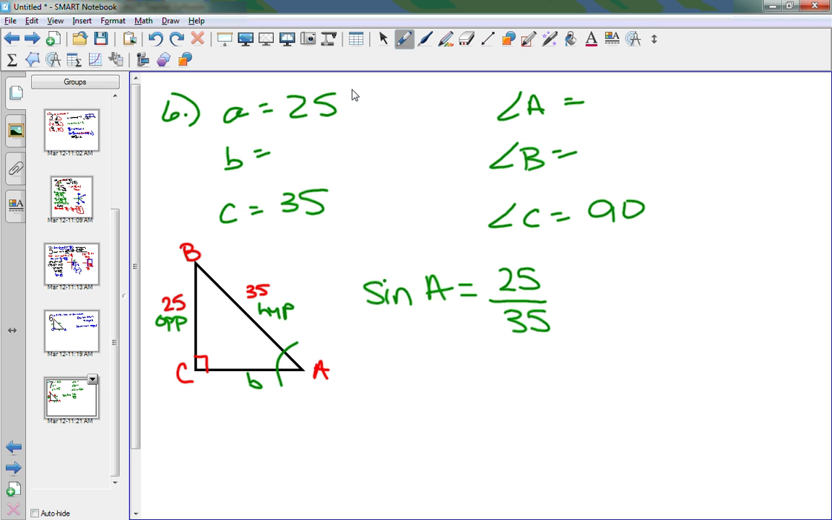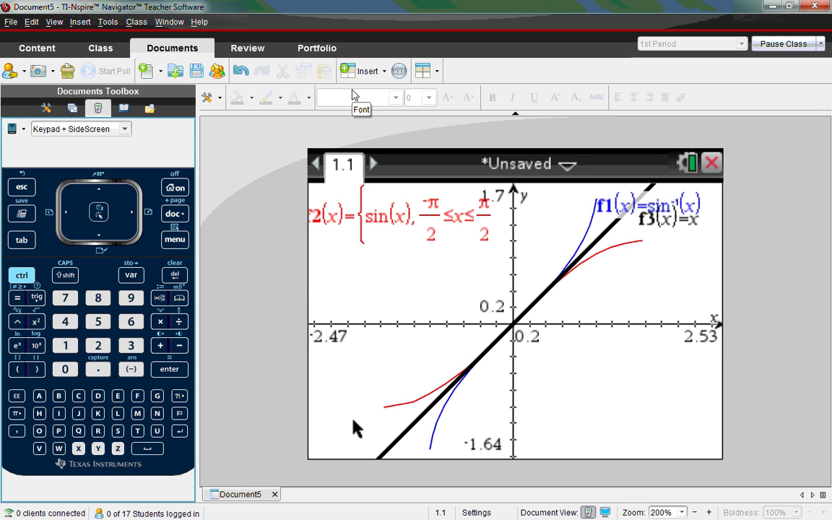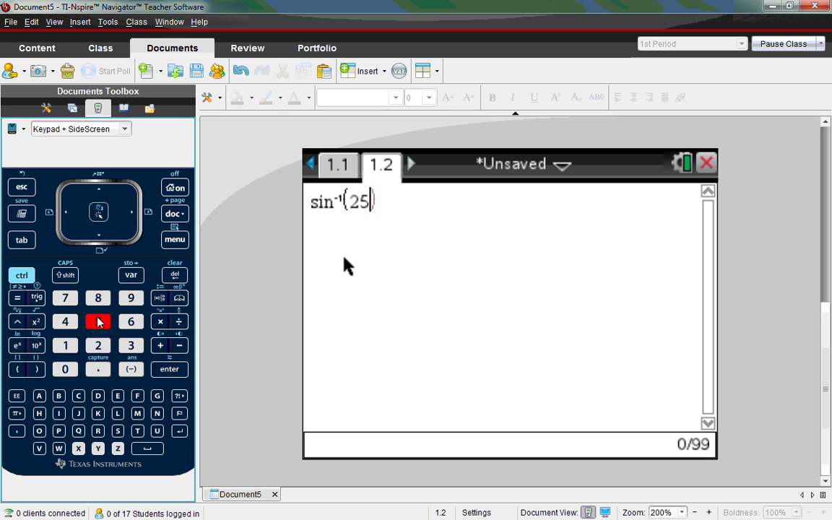Now, how do I get rid of the sine? I can't divide by sine, so what do I have to do? It was in the first section: sine inverse. So I need to do arc sine. Those are gone, and that's what angle A is going to equal. Now everybody get their calculators up and type this in. If I type in sine inverse of 25 divided by 35 and hit enter, it gives me this decimal.